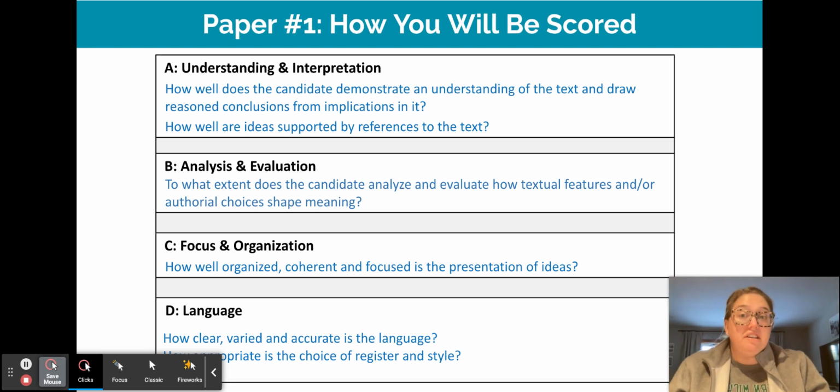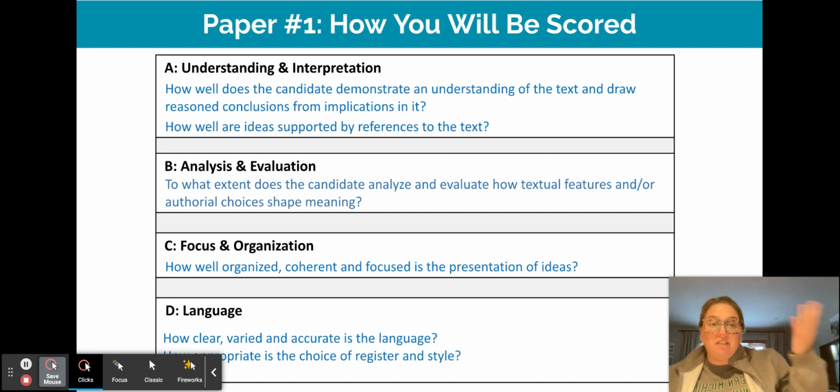And then how well are your ideas supported by references to the text? You can't say something and then not support it with references to the text. It's just not going to work for this paper. It's going to result in your argument being weakened. Okay. B, analysis and evaluation. To what extent does the candidate analyze and evaluate how textual features and or authorial choices shape meaning? Again, talking about how the author did the thing that they did to make the meaning that the reader got.